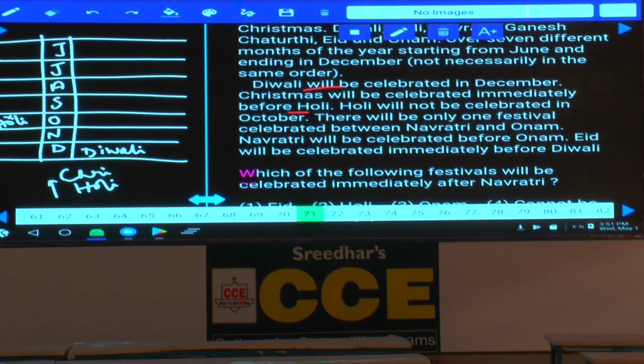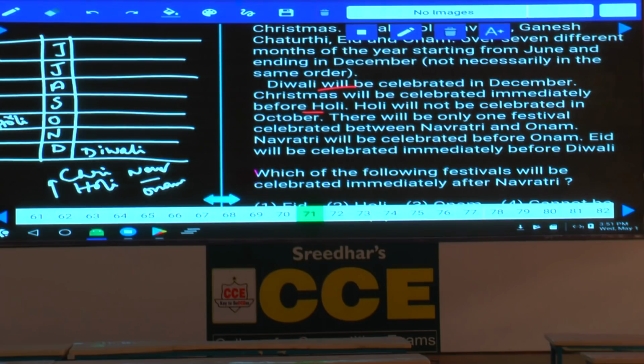There will be one festival between Navratri and Onam. Navratri will be celebrated before Onam. Hence Navratri is here, and between these two there is one. One between Navratri and Onam, and Navratri is before Onam. Eid will be celebrated immediately before Diwali. Diwali is December, hence Eid must be in the month of November.